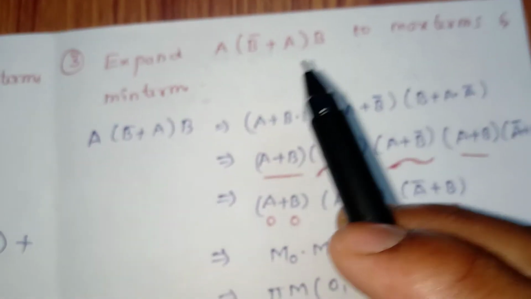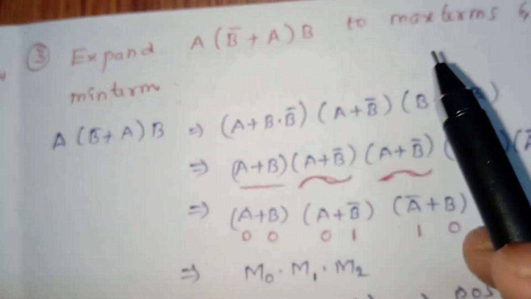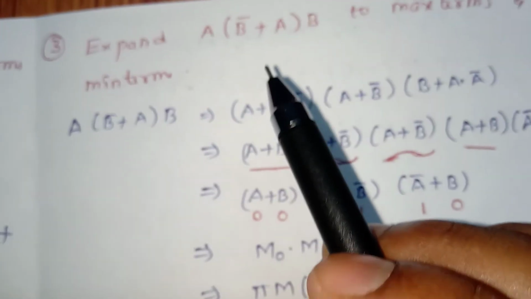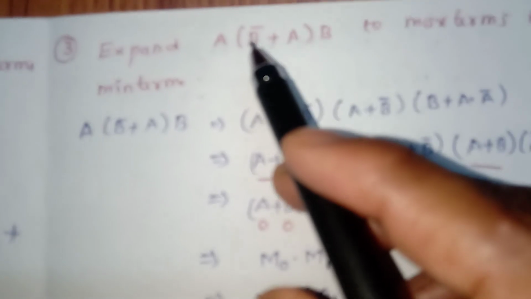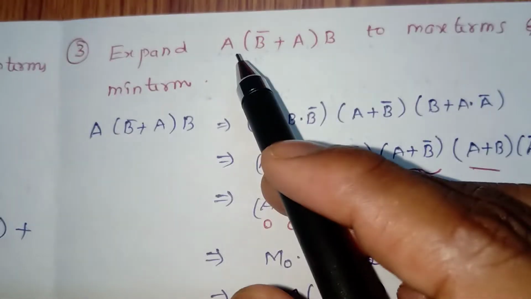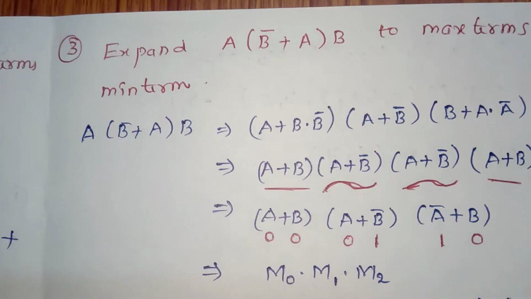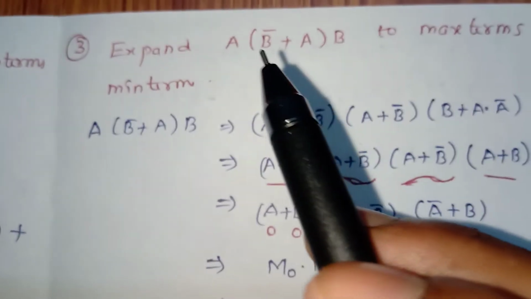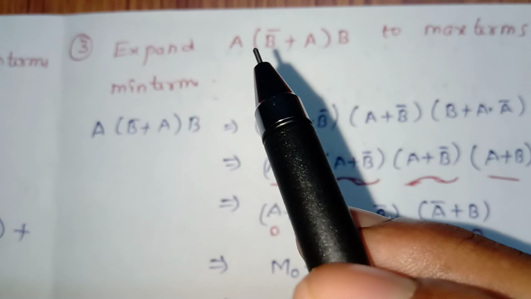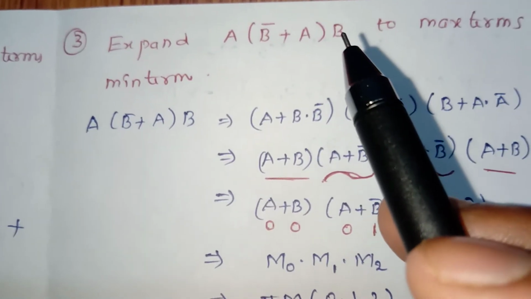Expand. First of all, they are saying to maxterms, after that, minterms. Maxterms means product of sums. Now if you observe that there is a, then here it is a plus b bar b. Here what is the missing term? B is the missing term. Here a is the missing term.